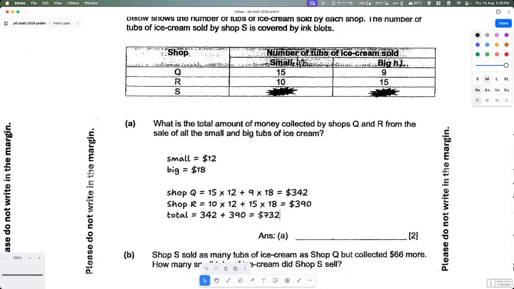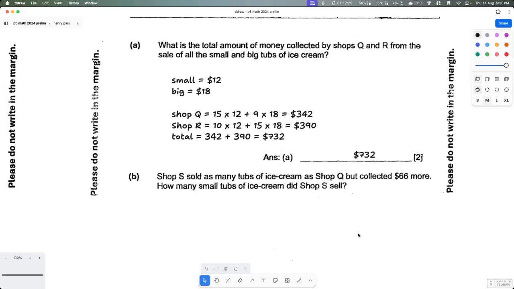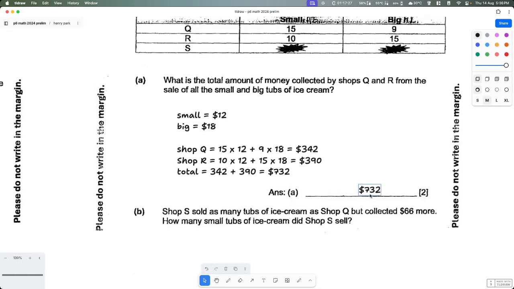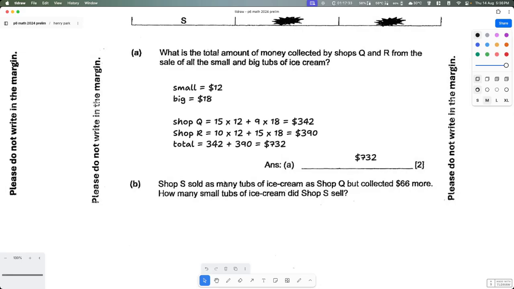$732. So that's the answer. Okay, so let's go to part B. Shop S sold as many tubs of ice cream as Shop Q, but collected $66 more. How many small tubs of ice cream did Shop S sell?